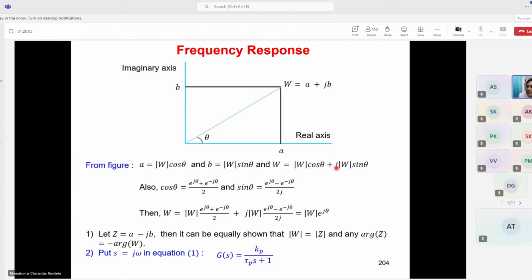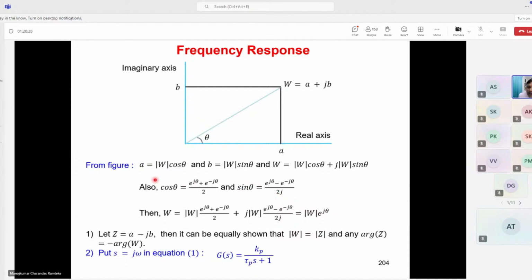Modulus W cos theta plus j modulus W sine theta, that should be equal to W, isn't it? Now cos theta is represented by what? Cos theta is represented by e raised to the power j theta plus e raised to the power minus j theta, divided by 2. And similarly, sine theta is represented by e raised to the power j theta minus e raised to the power minus j theta, divided by 2j.